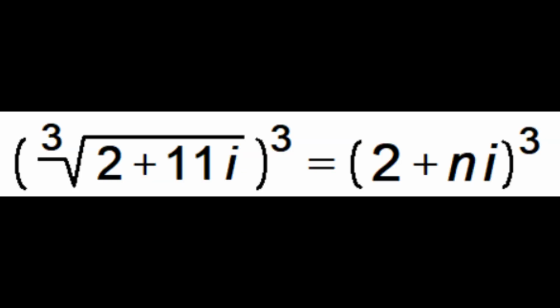We can cube both sides for the cube root of 2 plus 11i. We have to now assume that we can expand 2 plus ni to the third using the usual rules. Place yourself in the mindset of a person living hundreds of years ago. None of this was obvious. To this day, we often just assume something, using our intuition and hope, and see what comes of doing so.